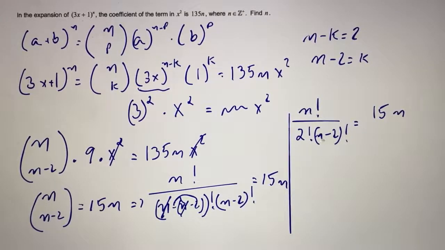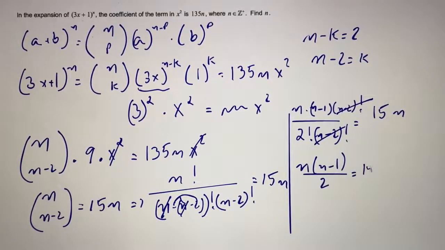And this n factorial, I can see that's bigger than n minus 2 factorial. So I'm going to expand this a little bit. So it's going to be n times n minus 1 times n minus 2, and it keeps going such that it's n minus 2 factorial. So I can cancel this with this. So this is going to be n times n minus 1 divided by 2 factorial, which is just 2, equals 15n. If I send this multiplying, I get that n times n minus 1 is now 30n.